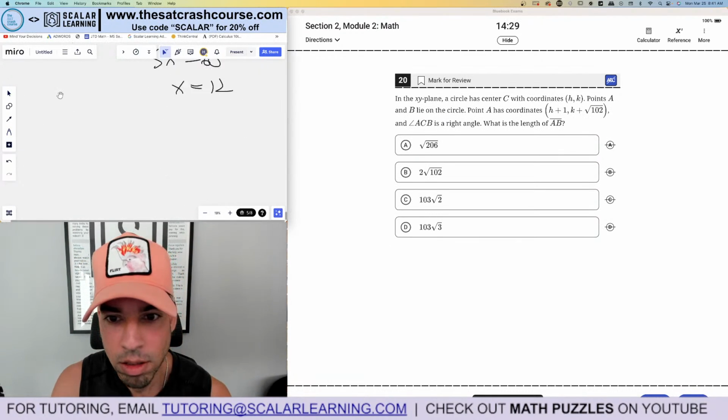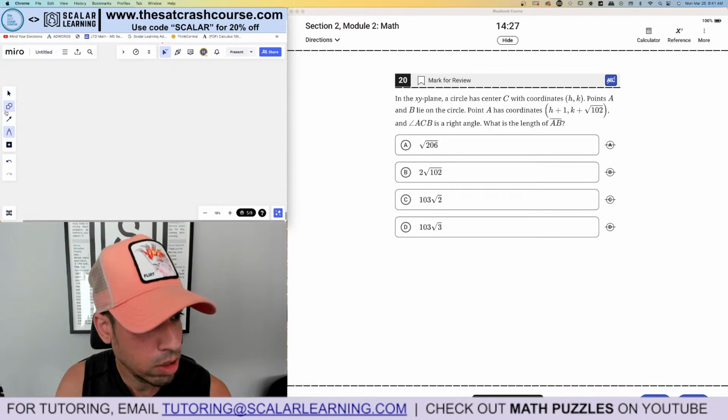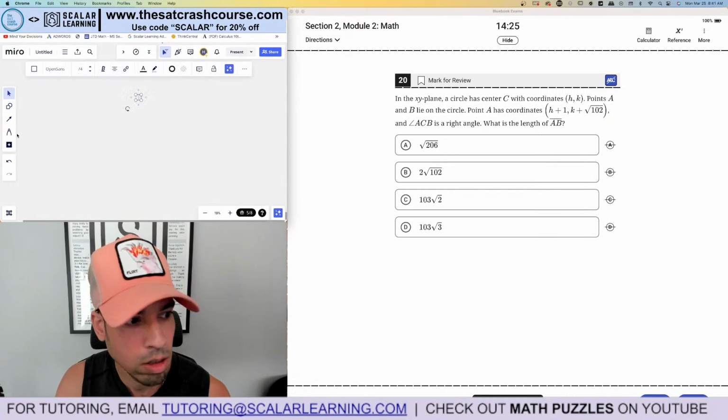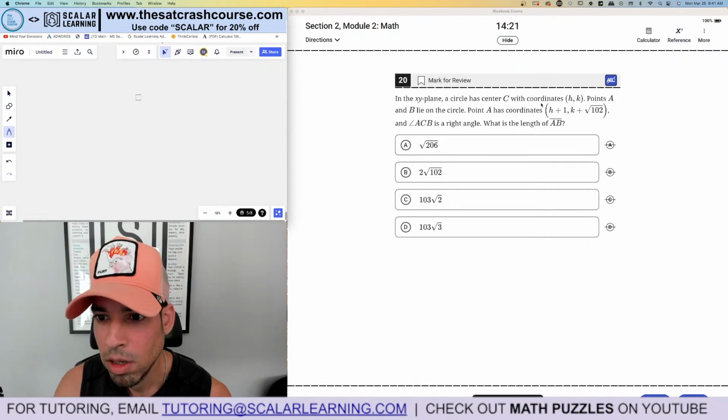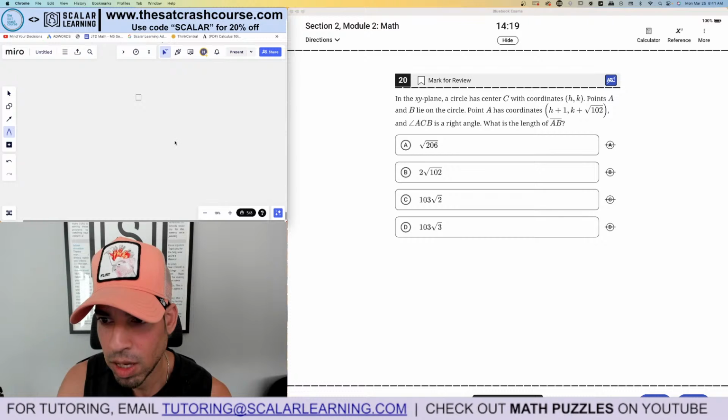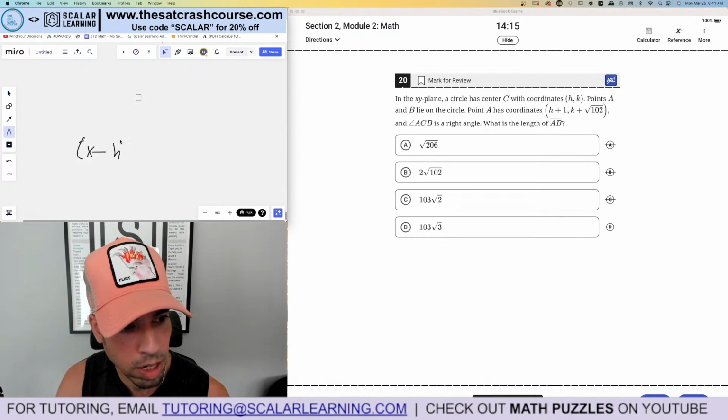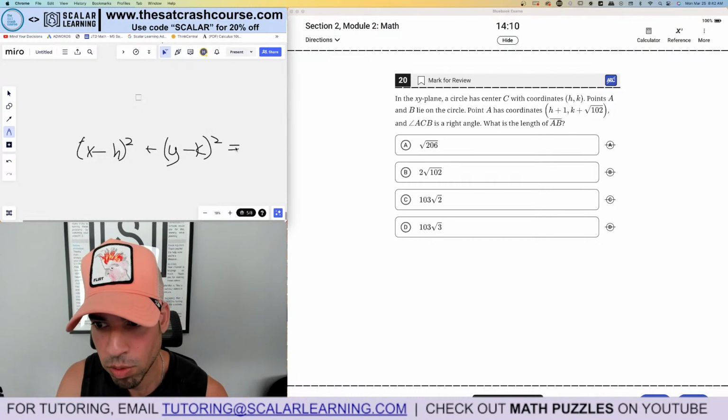Question 20. In the xy plane, circle has center C. Let's draw it out. Wait. Before I draw anything out, let me read this. It has center with coordinates h, k. So x minus h squared plus y minus k squared, this is my traditional format, equals the radius squared.